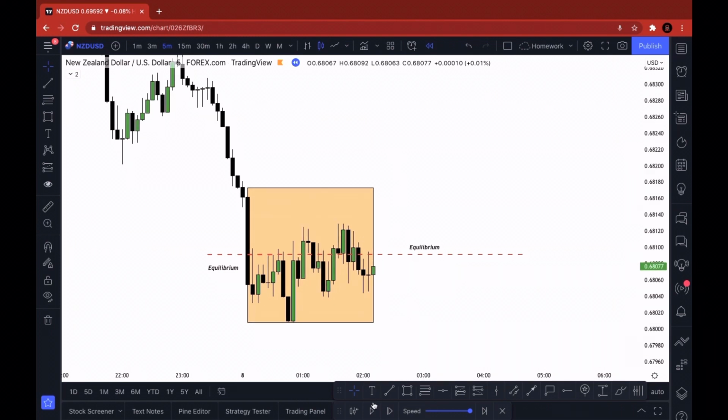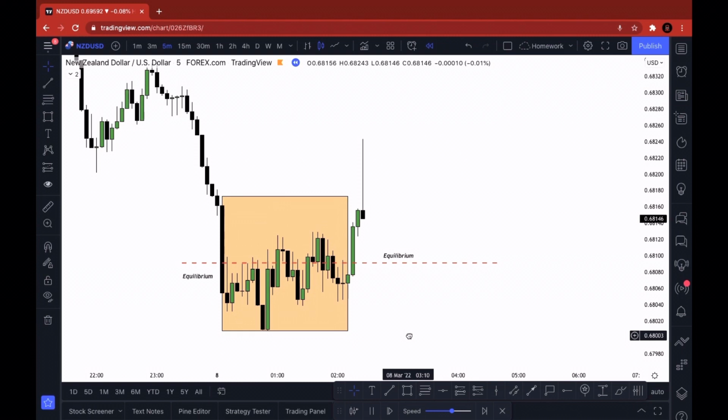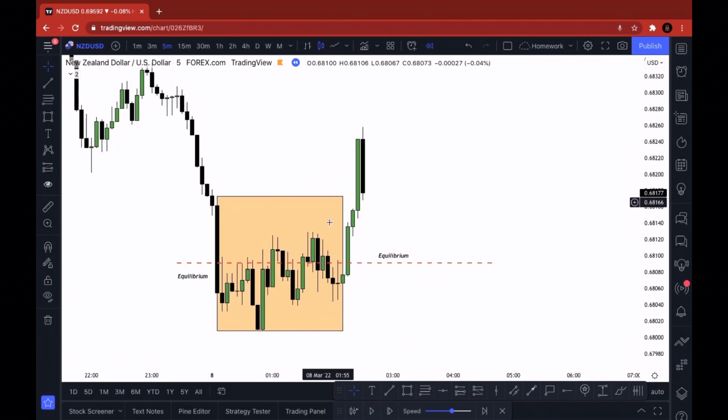Well, let's see. We're going to press play. Let me slow it down a bit. Pause. We broke the consolidation here at this point, right? We broke this consolidation high, consolidation low.